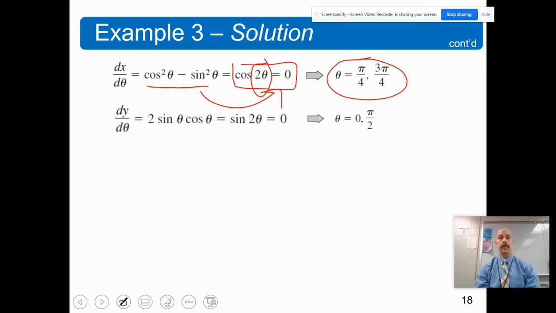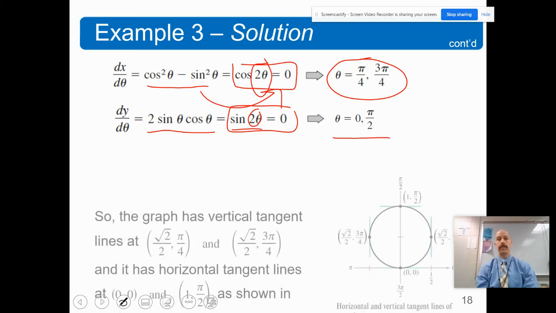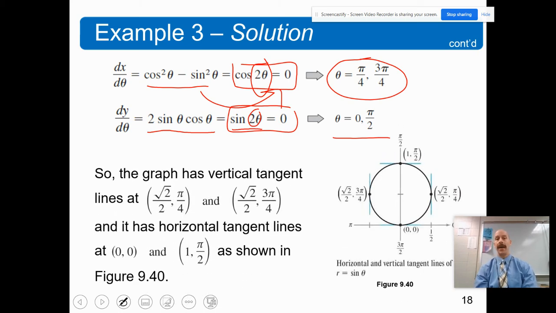Okay. Now we're going to do the same thing with dy. So for dy, we're going to get 2 sine theta cosine theta, which is sine 2 theta. We want to set that equal to 0. We want to solve this, and that's going to happen at 0 and pi over 2. Not pi, because remember, we got this double angle feature here. So the graph has vertical tangent lines at radical 2 over 2, pi over 4 and radical 2 over 2, 3 pi over 4. Those are going to be our vertical tangent lines. And it's going to have horizontal tangent lines at 0, 0, and 1, pi over 2.